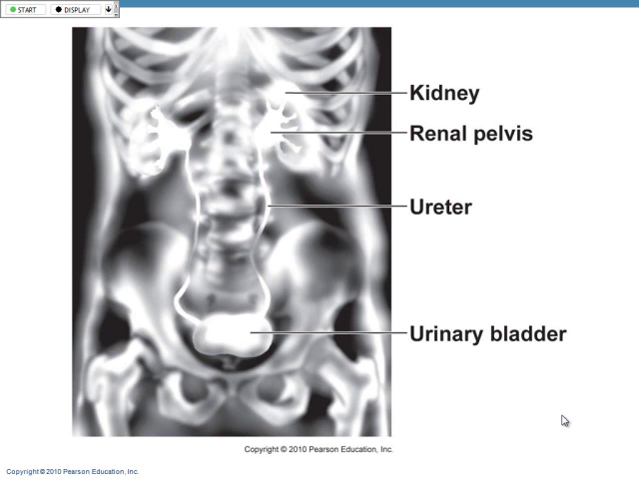So now we have to get it out, because now it's waste. We want to remove it. It's all going to collect and flow down the pyramids from the minor calyxes to the major calyxes to the renal pelvis, which is then going to dump into the ureters. So we see the ureters here and the renal pelvis in this X-ray, which is kind of cool.